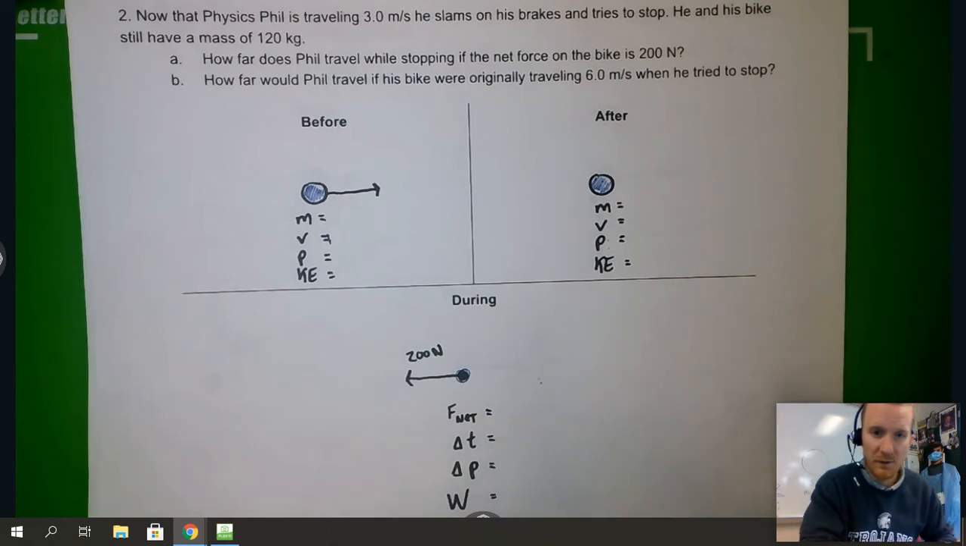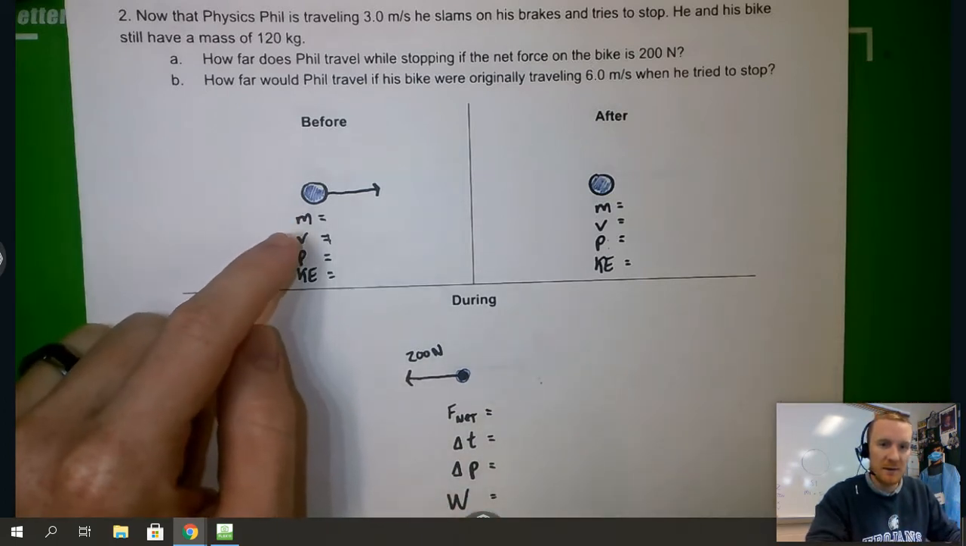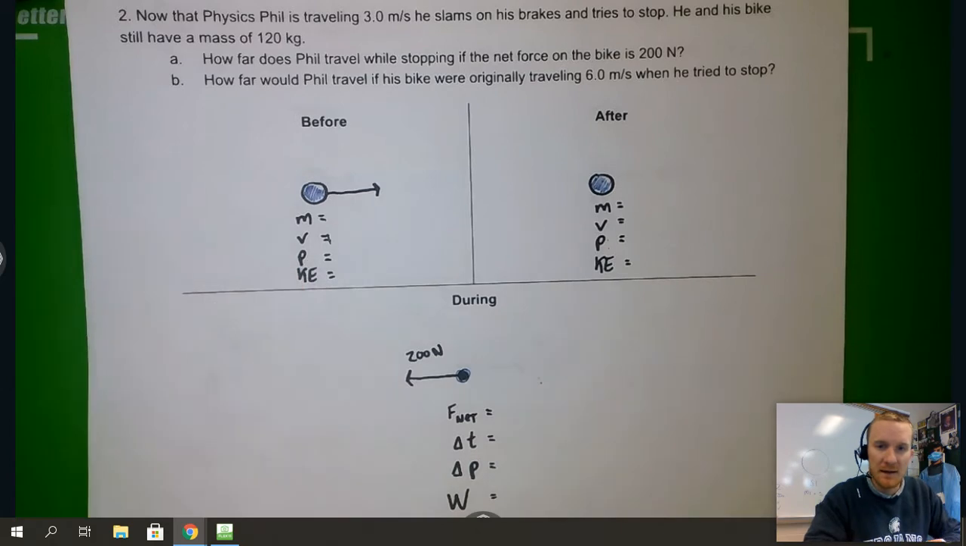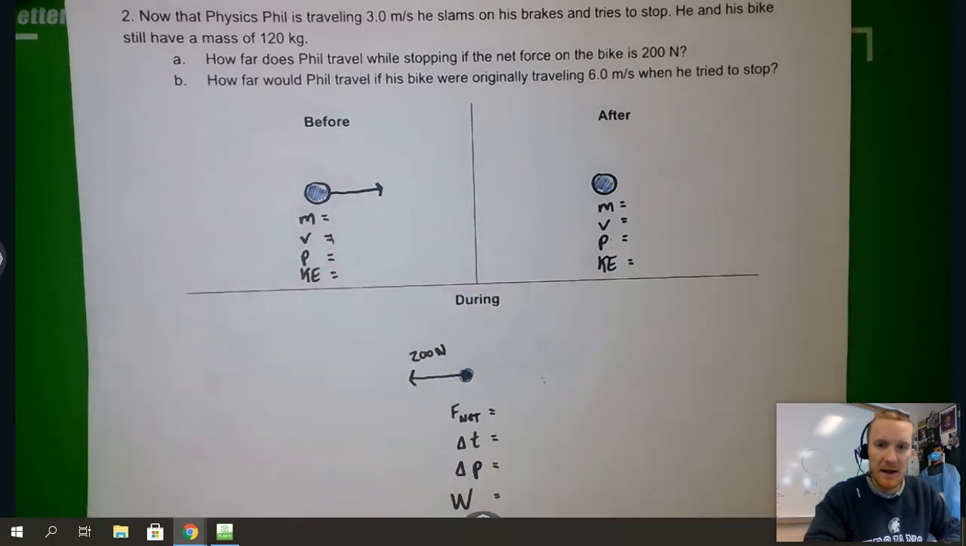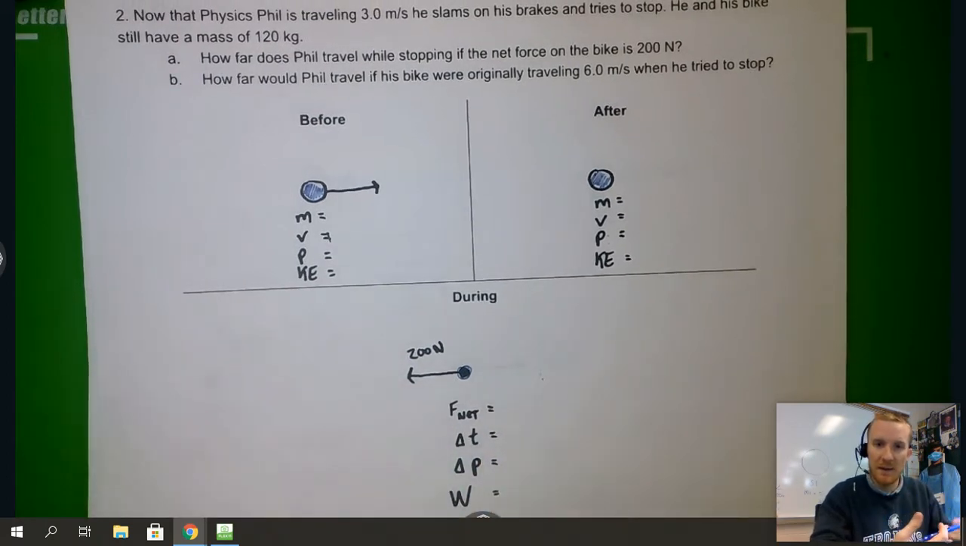Just like before, I've listed all of these possible variables that we could use in order to solve for any missing pieces that we have. So we could look for his mass, his velocity, his momentum, and his kinetic energy, both before and after the interaction. Okay? And then we do also have a little space down here for the during, so we can figure out exactly what's happening as he's sliding to a stop.